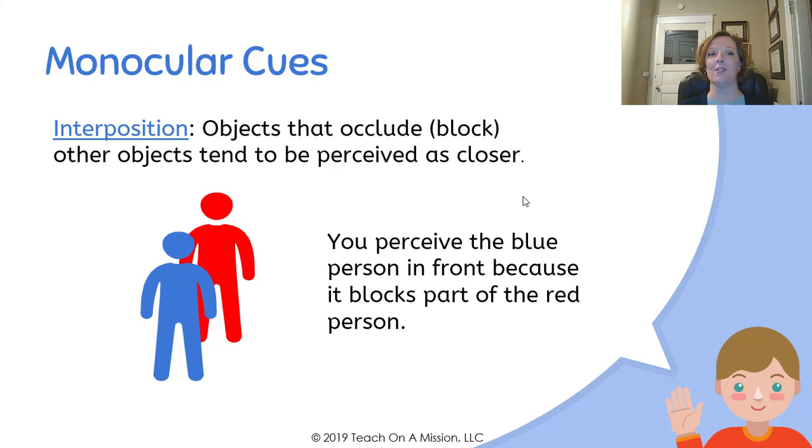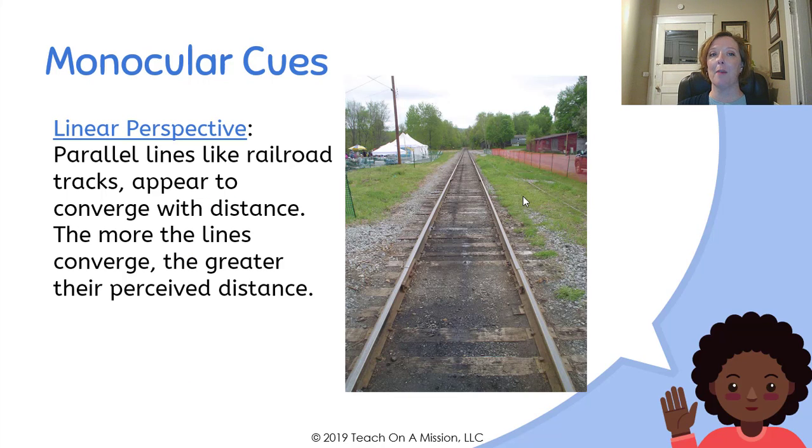And so this first one is interposition. If you look at the picture, objects that occlude or block other objects, we tend to perceive them as closer. So you perceive the blue person in front because it blocks part of the red person. Even though we don't really know that that is true, that's the way that we perceive it because that's what our experience tells us.